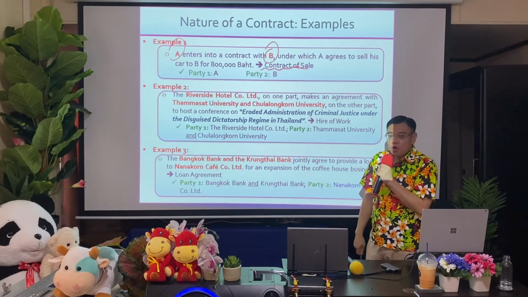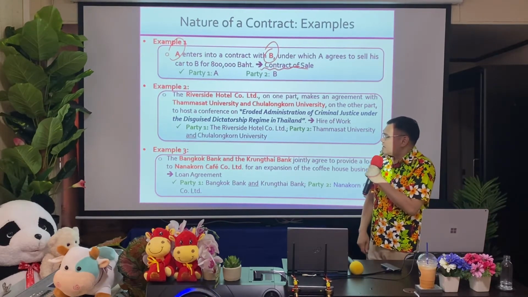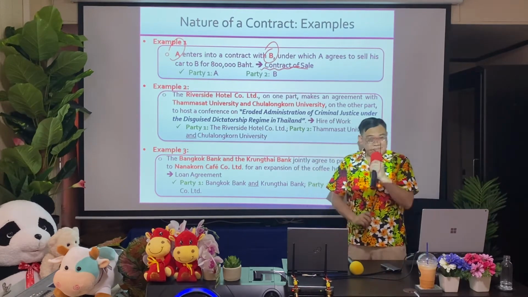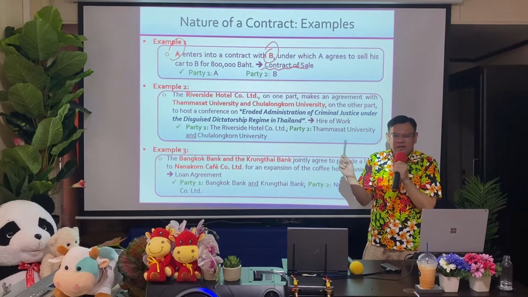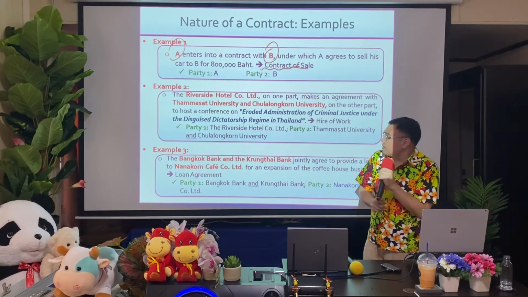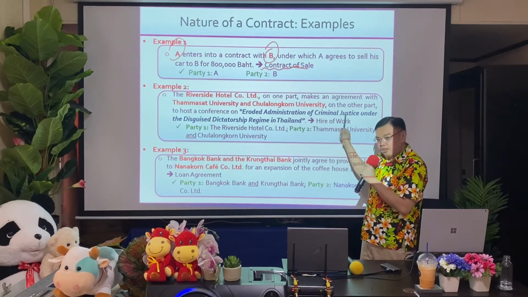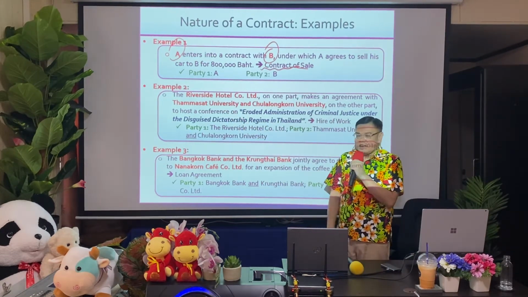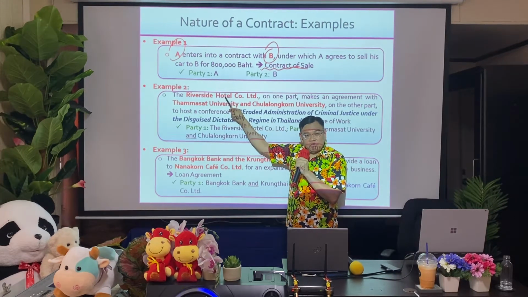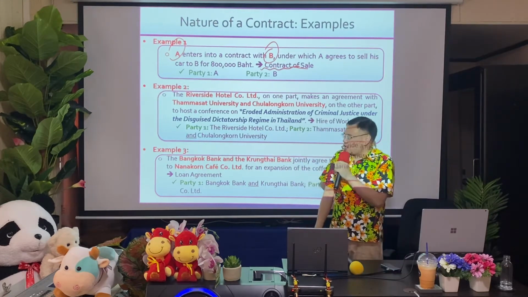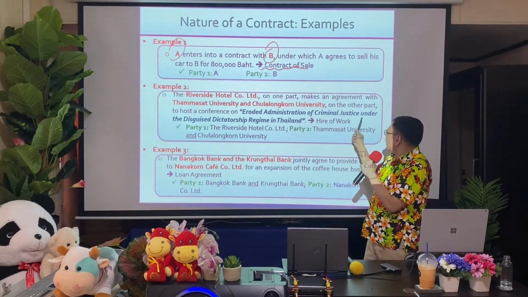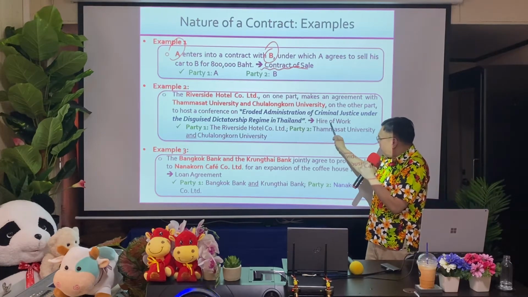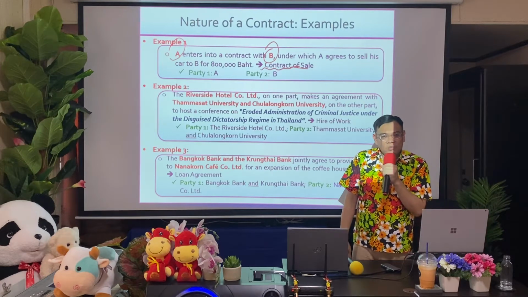To host a conference, let's say, on the administration of criminal justice under the disguised dictatorship regime in Thailand. Let's suppose that now we have a problem regarding the due operation of the administration of criminal justice in this country. The two universities, Chulalongkorn and Thammasat, agree to engage the Riverside Hotel to host the conference on this topic, the eroded administration of criminal justice under the disguised dictatorship regime in Thailand. We can see that this is a hire of work contract, or in Thai we call this one Jang Tham Khong.